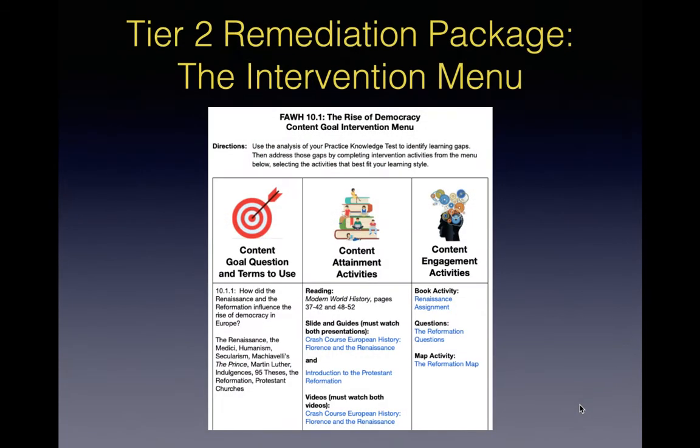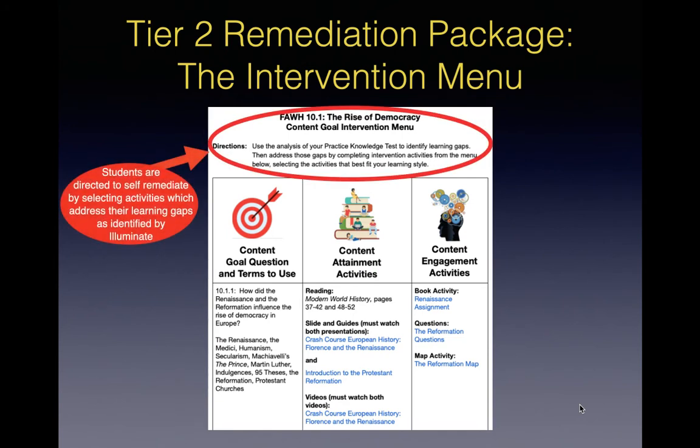So, what does that intervention look like in Tier 2? Well, it's posted in Google Classroom and it looks something like this. This would be the first of probably a 3-page menu. And what you see here are a number of things. First off, students are self directed here and they will be working on their own to create their own personal plan according to their Illuminate results.